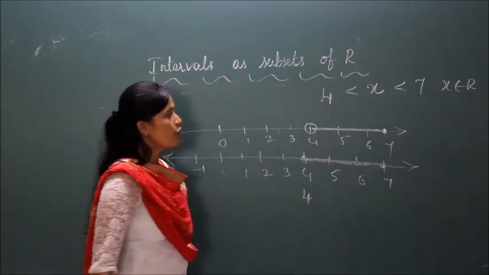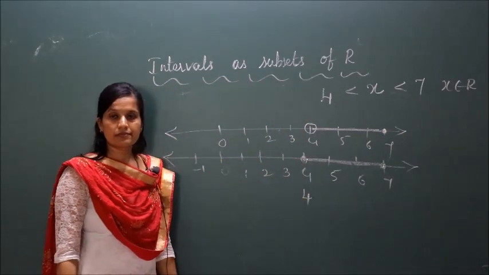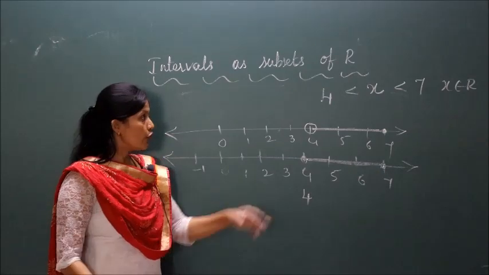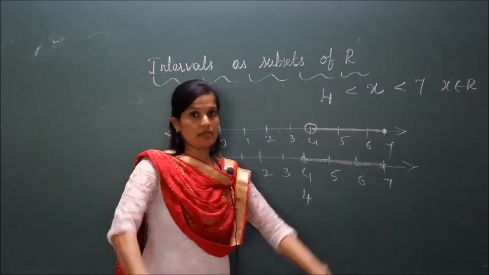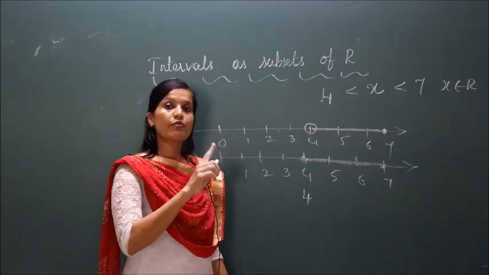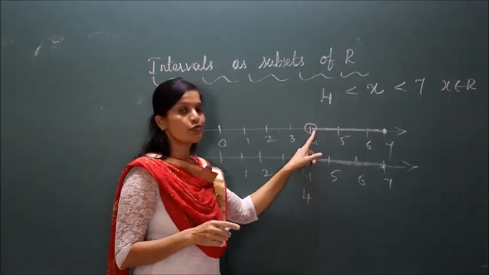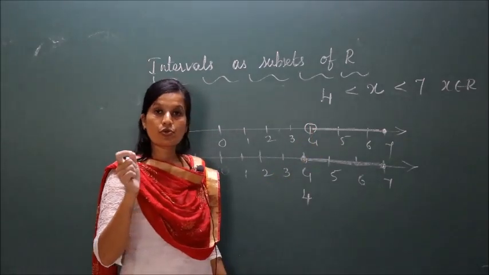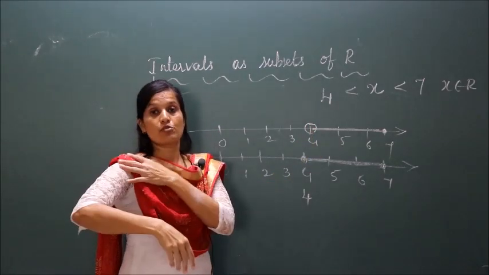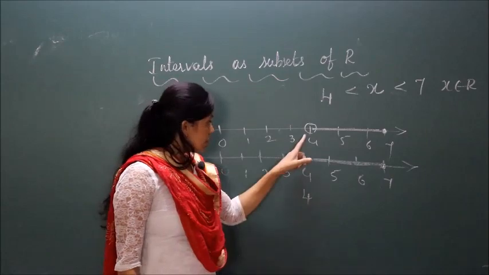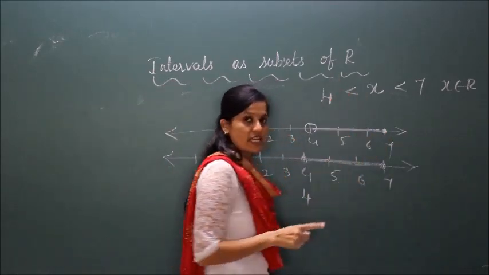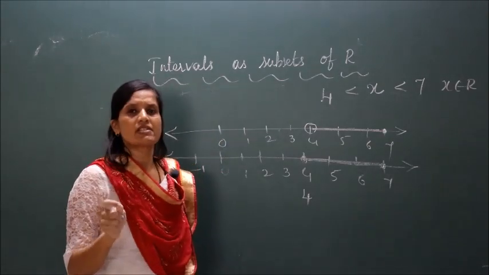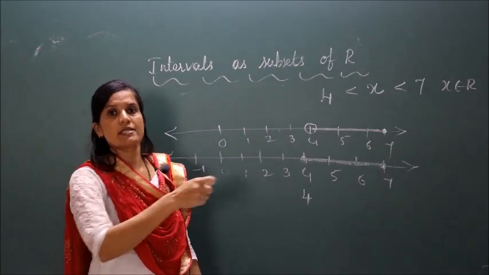If it is like this, x is greater than 4, less than 7, so what will you do? 4 is also not there, 7 is also not there, but in between, greater than 4, a number very close to 4, 4.0000, infinitely many zeros you can put, that number is there. And here less than 7, 7 is not there in the set, but a number very close to 7, 6.99999, it is there in the set.